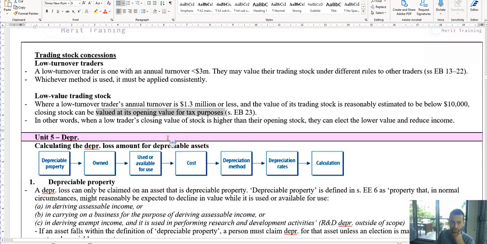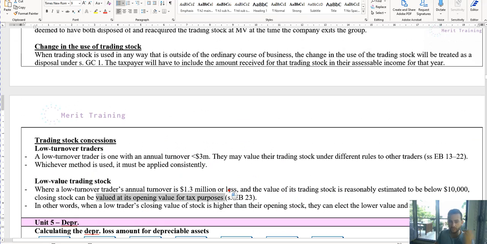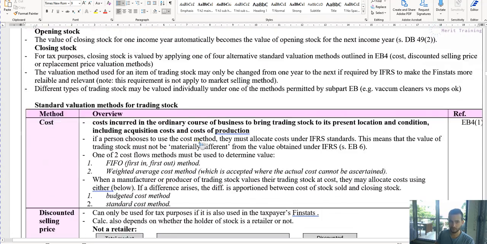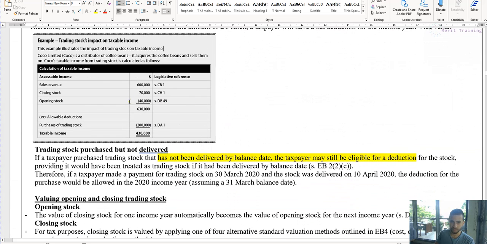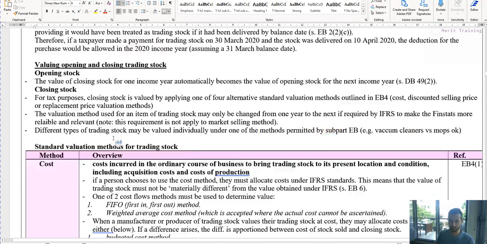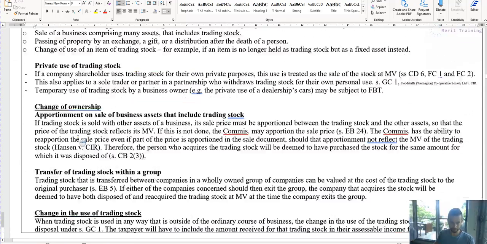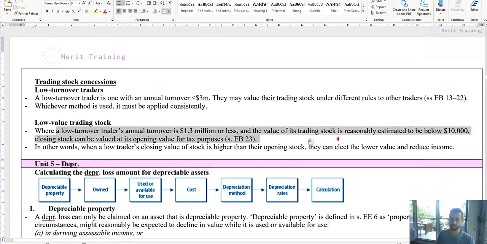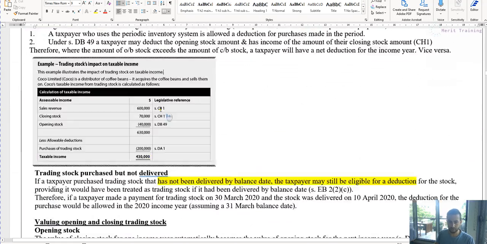So pretty good concession. But then again, in any one given year, you might be a large taxpayer where your closing balance is less than your opening stock, and then you would actually get an even better or lower taxable income. But then in the year after that, it might go back to higher, and you might pay more in the year after. So in the long term, it's probably better to have this concession down here as a low value trading stock. Okay, so that's the end of the trading stock chapter.